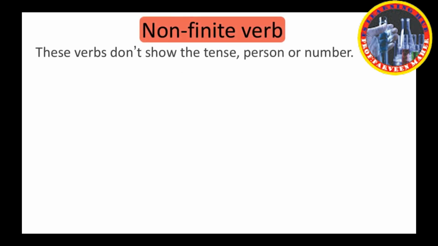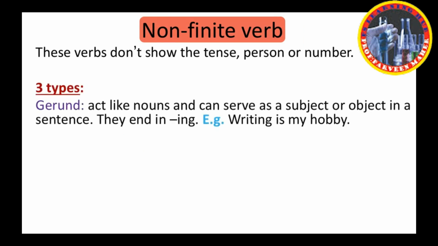Non-finite verb. These verbs don't show the tense, person or number. There are three types. Gerund. These act like nouns and can serve as a subject or object in a sentence. They end with ing. For example, writing is my hobby.